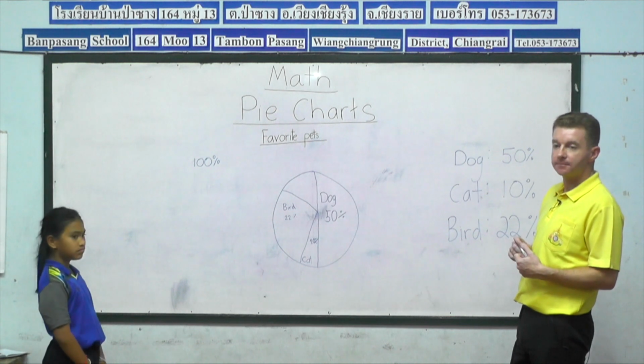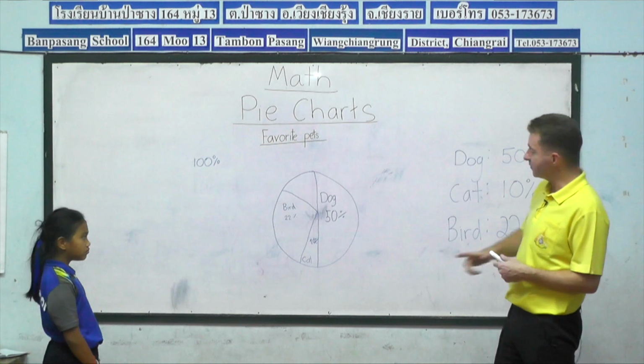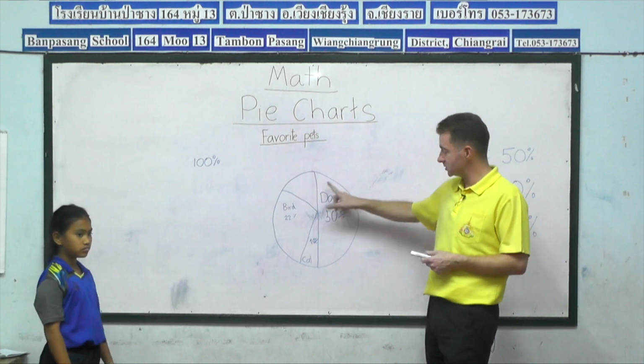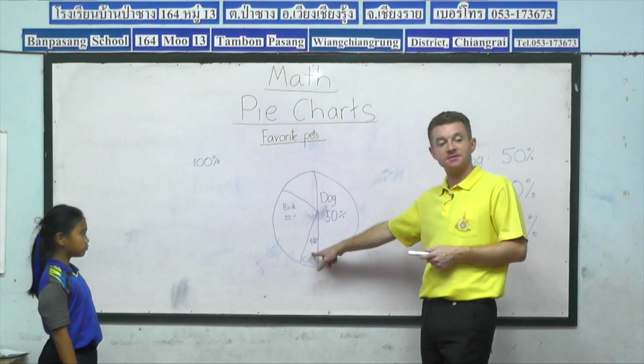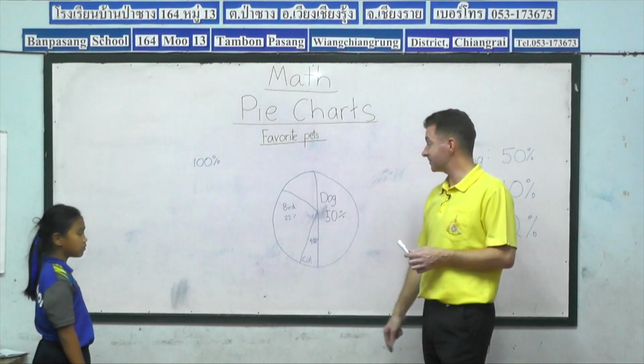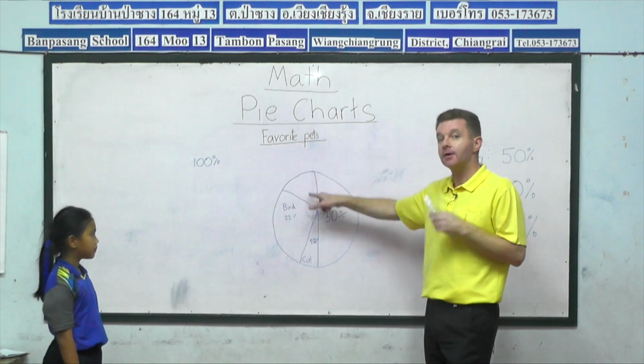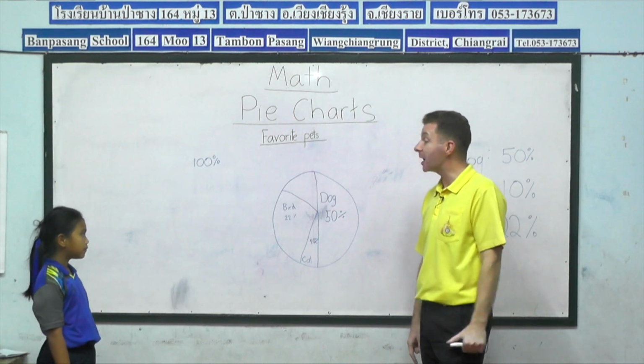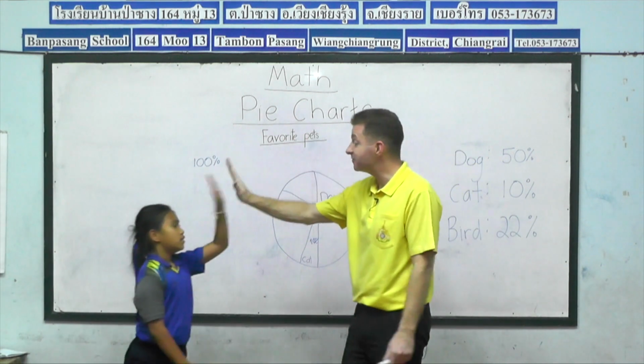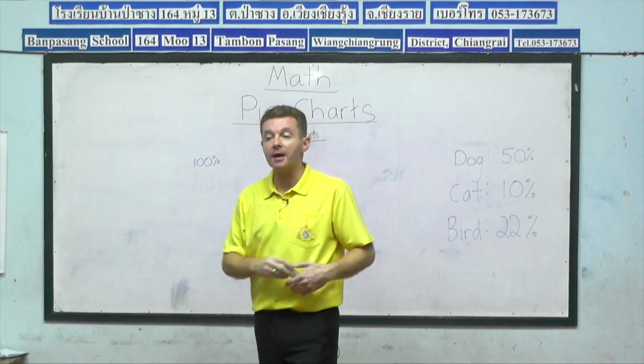That look okay? So far, we've got 50% for dogs, 10% for cats, and 22% for birds. But we're still not at 100% yet. We need one more category. But Pak Bung, that was brilliant. High five and a big round of applause for Pak Bung, please, guys.